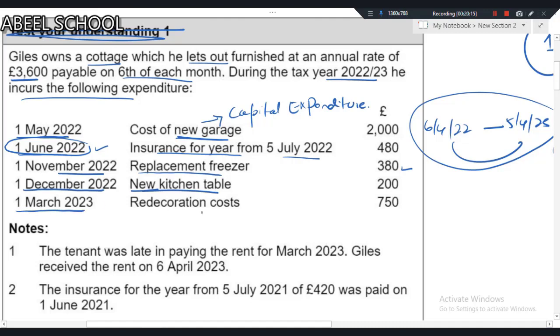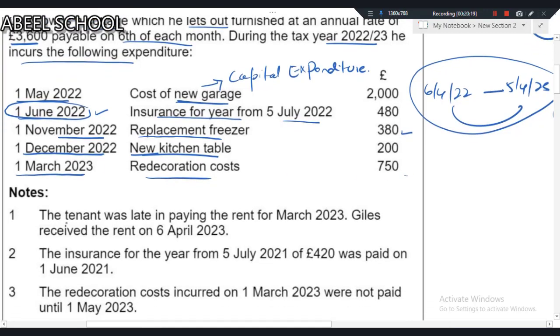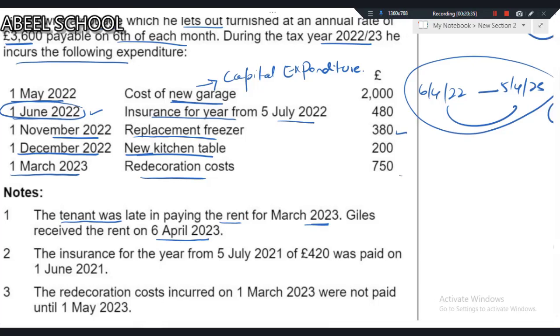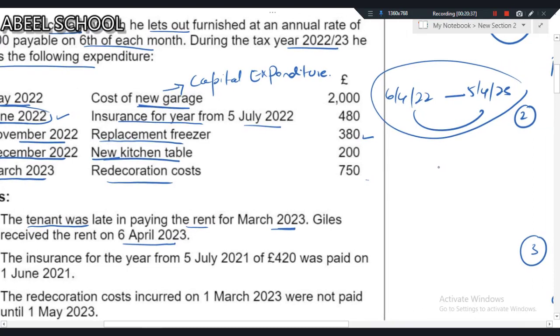1st March 2023, redecoration cost 750. Okay. The tenant was late in paying the rent for March 2023. Gill receives the rent on 6 April 2023. Very important point. The tenant, instead of paying the March rent in March, paid on 6 April 2023, which means that he did not pay the March rent in the tax year.